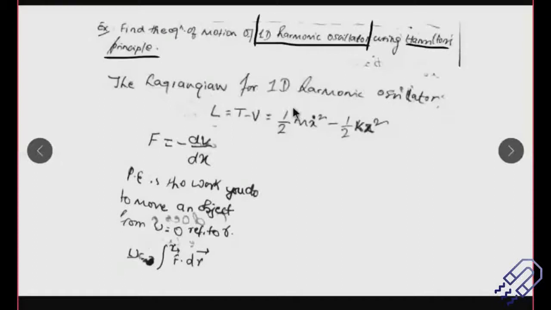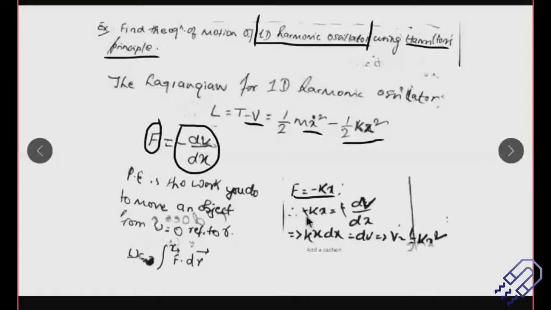And the potential energy for a harmonic oscillator is half kx square. This follows Hooke's law. If you consider the equation F is equal to minus kx, and we know that F is equal to minus dV by dx, we can replace it here: minus kx is equal to minus dV by dx, the minus signs cancel, and then we can just cross multiply. You can simply write it as kx dx is equal to dV, or V is equal to half kx square, right? So this is the potential energy, which you already know for a harmonic oscillator.